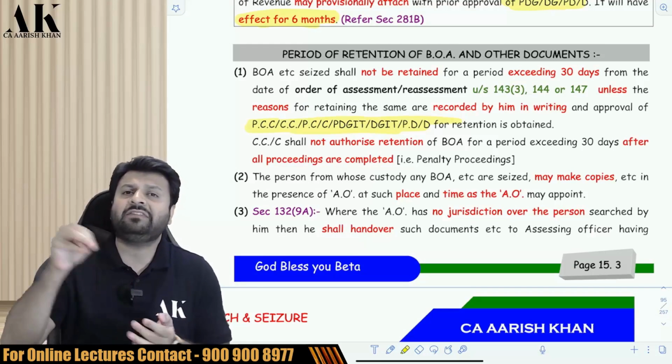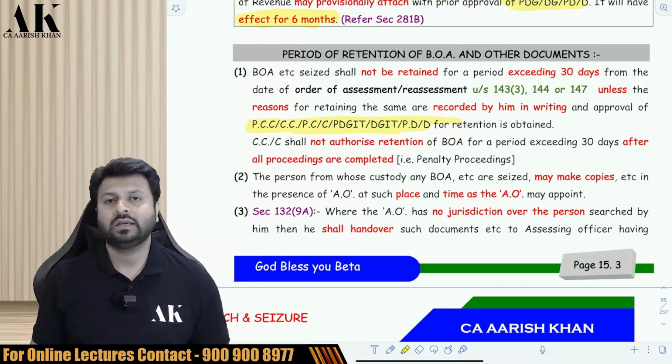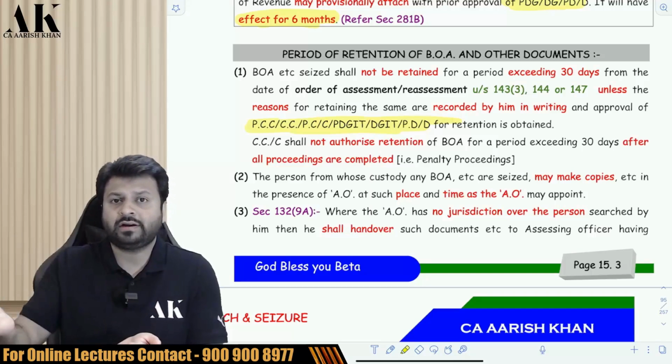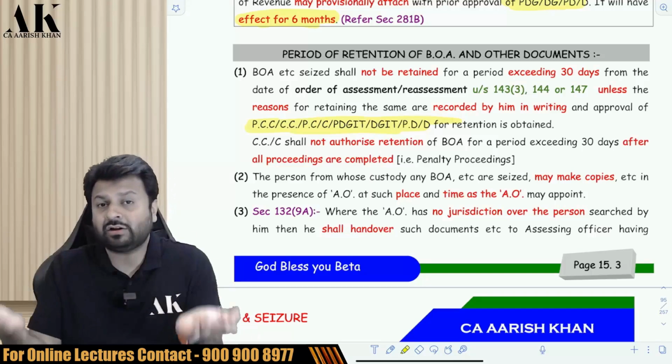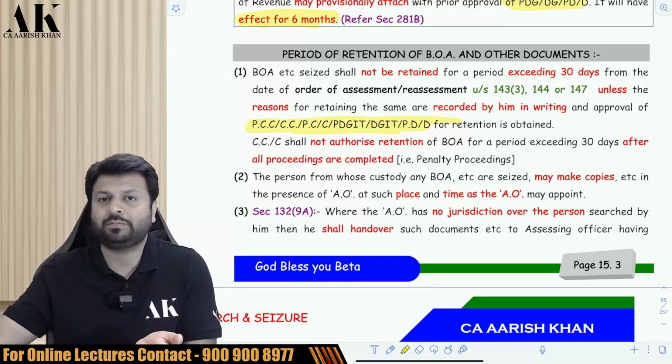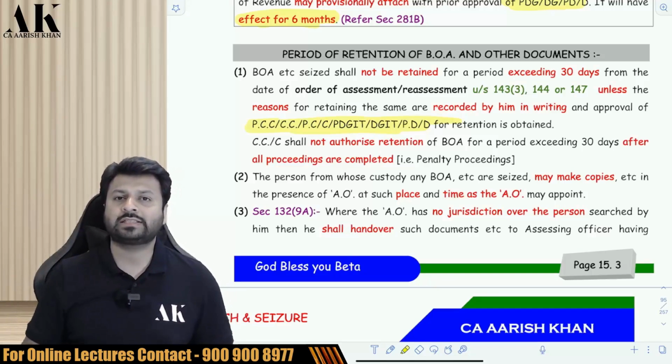Now, after that, within 30 days, they have to give it back. So first, they have to give it back within 30 days after the assessment is completed. Now, after that also, if they want, they can keep it till the completion of penalty proceeding. And once the penalty proceeding is completed, they have to return it back after the penalty proceedings are completed.